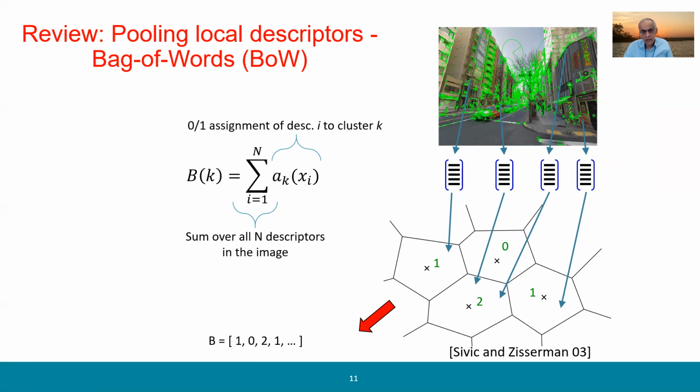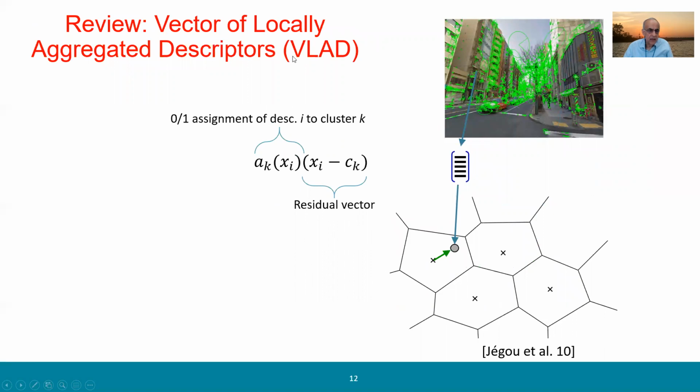There was an improvement to this method by a technique called VLAD, vector of locally aggregated descriptors. And here, besides just placing the feature point inside one of the bins, you can also calculate the residual vector from the feature point to the center of the bin. And that's given by this x_i minus c_k. And the 0, 1 assignment is to which cluster it lies, right? So at this point x_i, if it lies in cluster k, it'll be 1, and for the other clusters, it'll be 0.